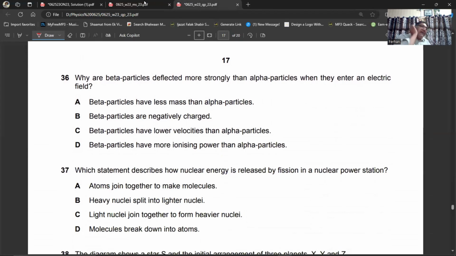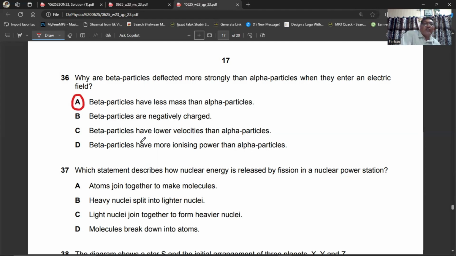Question number 36, he says, why are beta particles deflected more strongly than alpha particles when they enter an electric field? You see, the beta particles are negatively charged and their size is very small. That's why they deflect more. Alpha particles are larger in size, so when they deflect, they do not take a sharp turn. But the beta particles, when deflected, take a very sharp turn. So beta particles have less mass than alpha particles. This is the main reason.